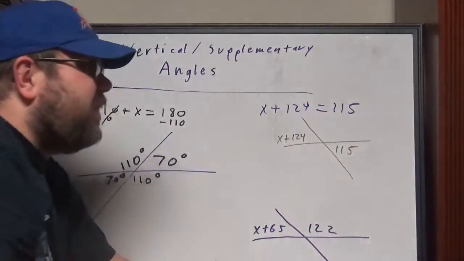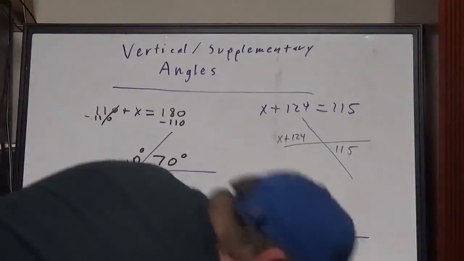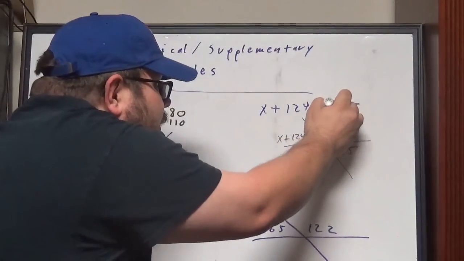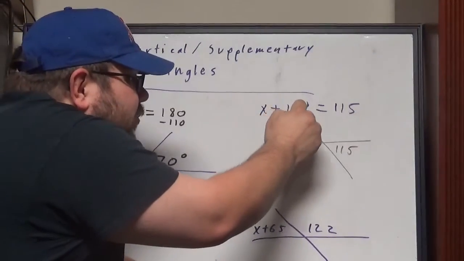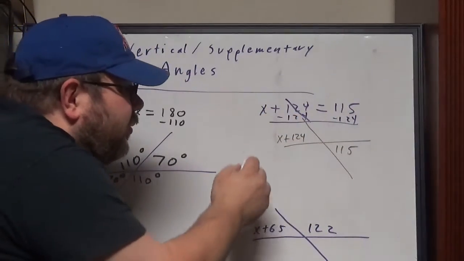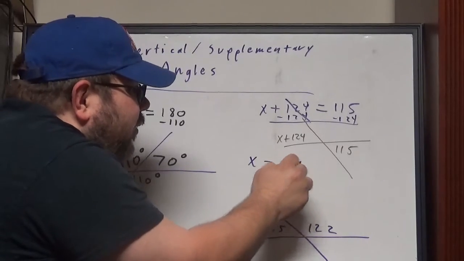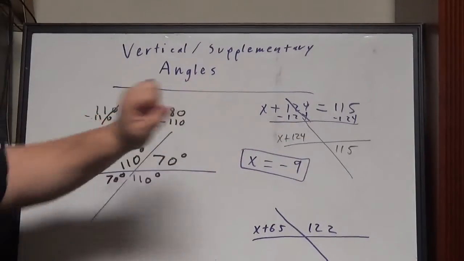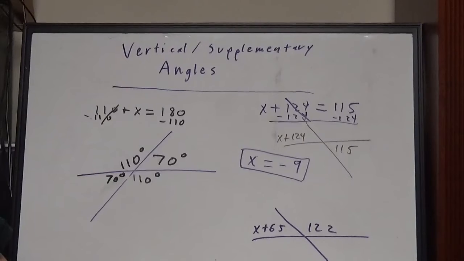And most times students make a mistake on these types of problems simply because they set it up wrong. That's it. It's a one-step equation. Minus 124 on each side. X equals, I'll write it down here, negative 9. Done. 115 minus 124 is negative 9. That's your answer. It's a one-step equation. The vertical angles tend to be quicker, a little bit easier than the supplementary or consecutive angles.